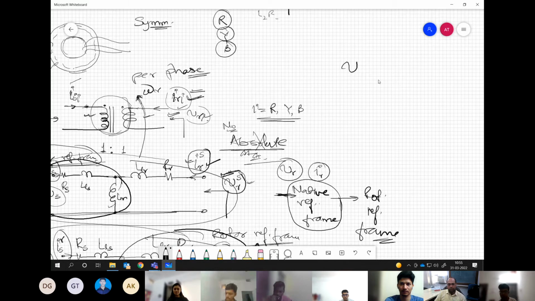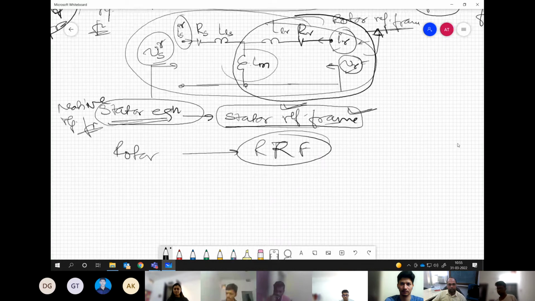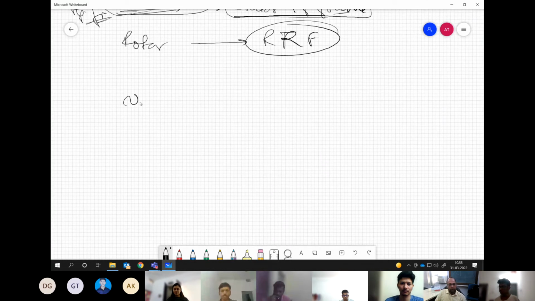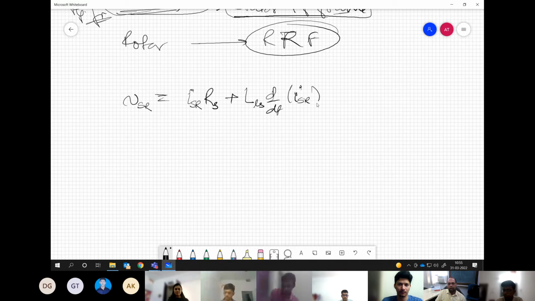You write Vs, okay, or let me take it here. So if you write stator equals, you have stator supply. I'm not writing RYB, so it is common for all three phases, right? Or let me write R for example, just to have this clarity. So ISR, which means I'm referring to R phase. RS plus LLS d/dt of ISR plus LM times d/dt of.